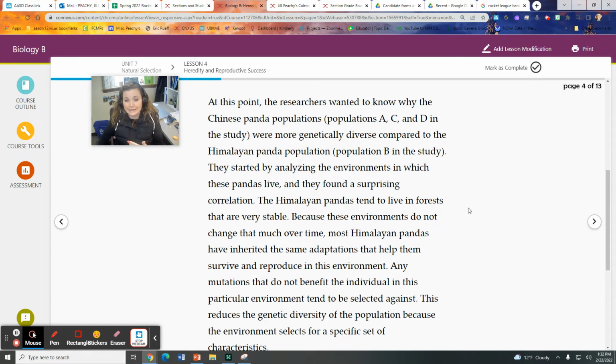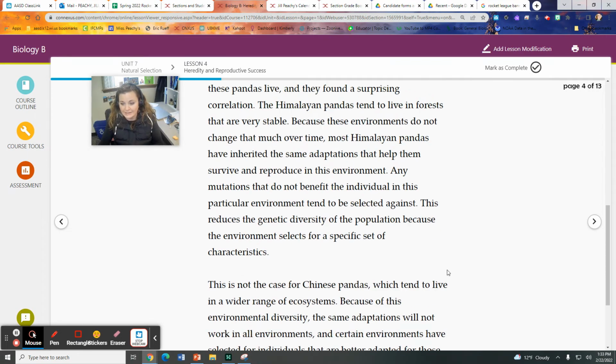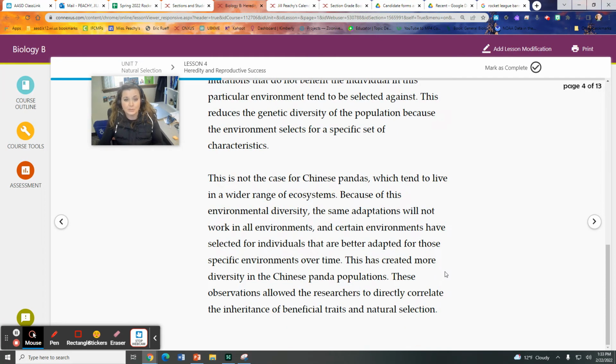The adaptations that they need to be successful within a large array of different environments are also going to be very different. If you're living in a colder environment as a red panda, you may have slightly different adaptations than those that live in a slightly warmer climate, or wetter versus drier. But Chinese pandas have such a wide range of environments that you'll see a very wide range of adaptations, which leads to more genetic diversity. So you see a linkage between a changing environment and genetic diversity, versus a very stable, unchanging environment and low genetic diversity.